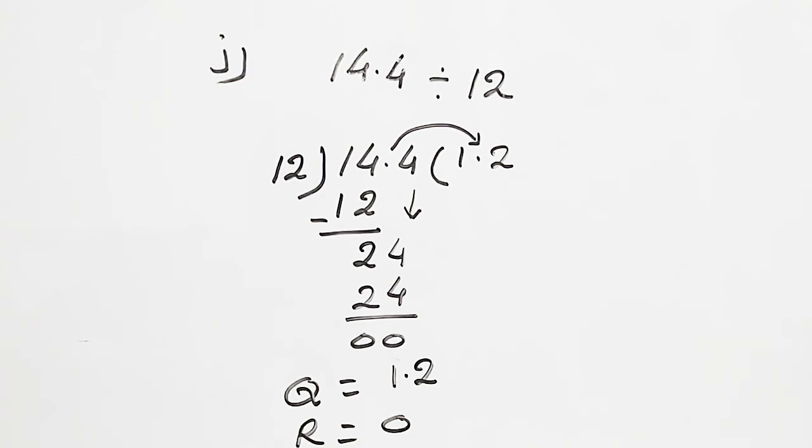Question number J. 14.4 divided by 12. 14 is the whole number part of the dividend. So 12 is smaller than 14. When we take 12 one time, it gives 12. Subtract 12 from 14. 4 minus 2 is 2 and 1 minus 1 is 0. So first shift the decimal to the quotient and then write the next digit 4 down. Now the number becomes 24. 12 taken 2 times gives 24. The difference is 0. So 1.2 is the quotient and 0 is the remainder.